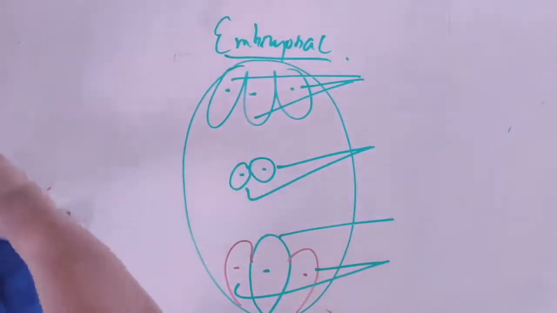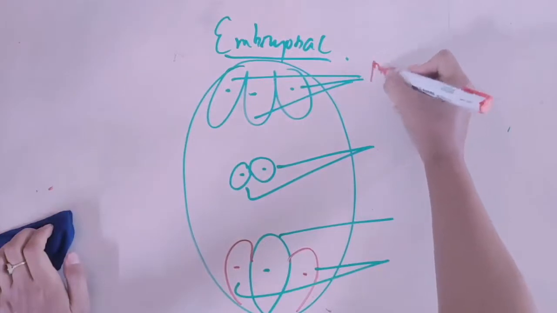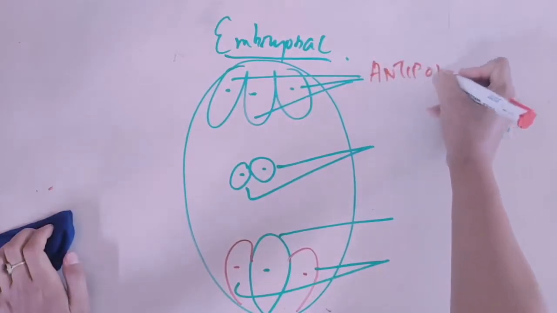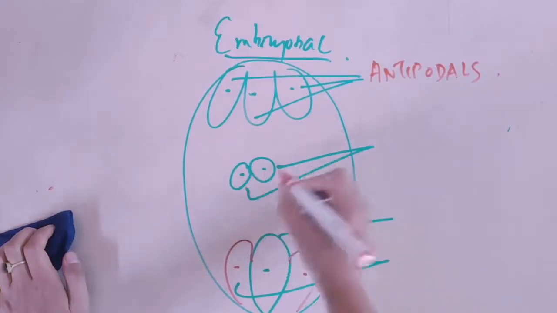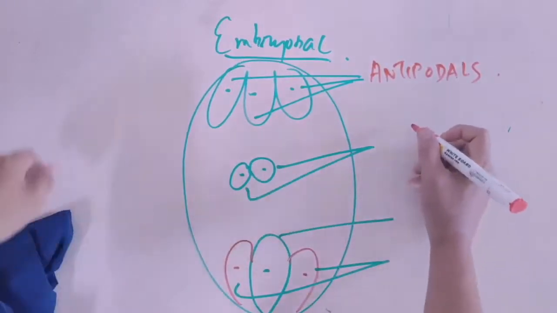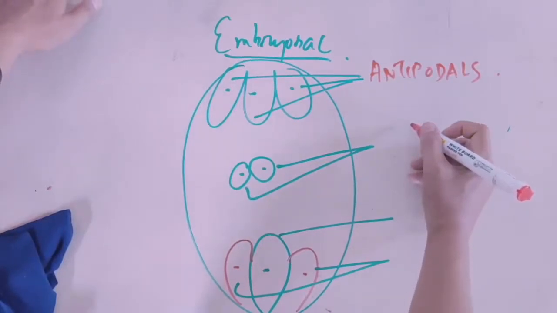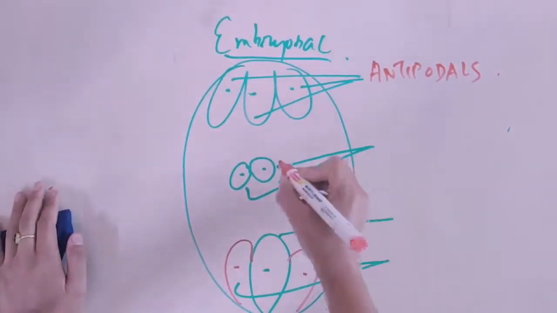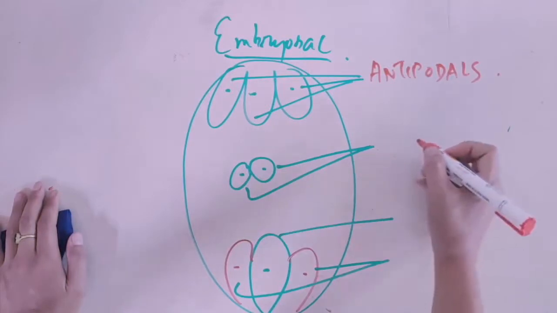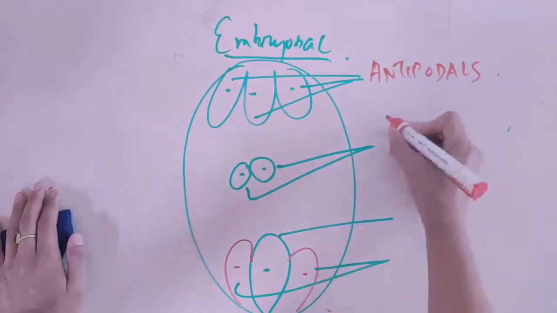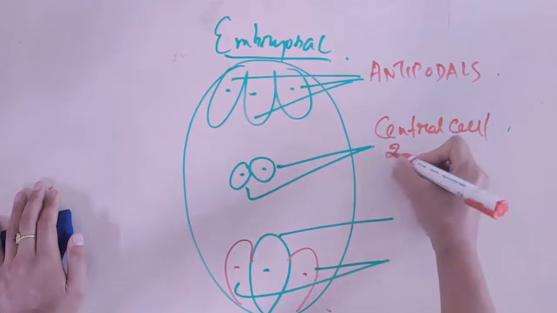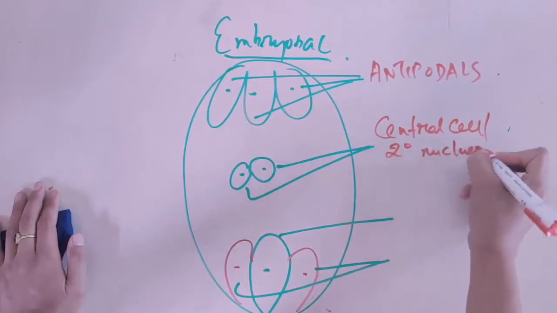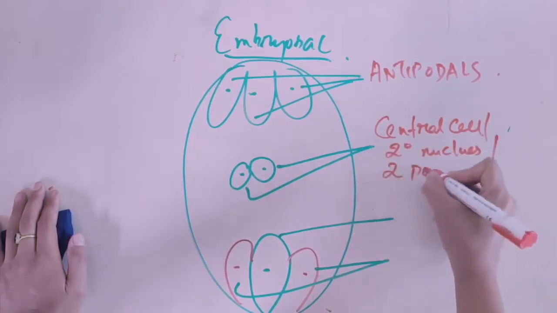These at the end we call antipodals. They have no function. Then there is a large central cell, so we can call it the central cell or secondary nucleus or two polar nuclei.